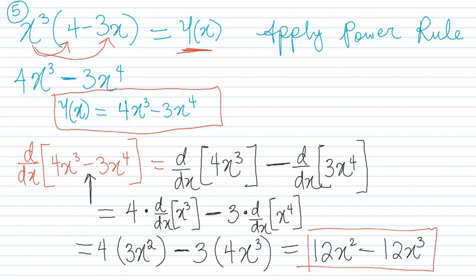And so when they ask you what's the derivative of x cubed multiplied in open brackets 4 minus 3x, the answer is just basically 12x squared minus 12x cubed. So that is what it is. And yeah, that's basically it.